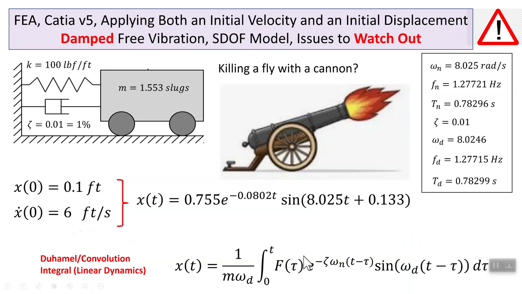This F is the force applied during the vibration. Now, in this particular problem, this is a free vibration. Therefore, there is no external force. So that's why we have to fool Catia so that there is a force that moves this thing to the right, for example, about 0.1 feet per second, and gives it an impulse, basically a force over a short duration of time, so that we have an F here.